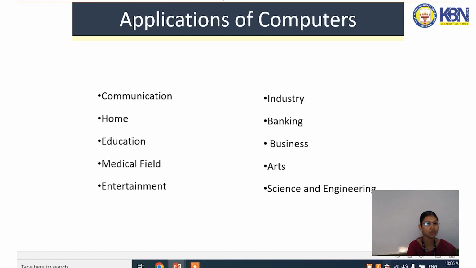Now coming to applications of a computer. Where are we using computers? Communication, home, education, medical field, entertainment and industries, banking, business, art, science and engineering. And these are all the applications of a computer.